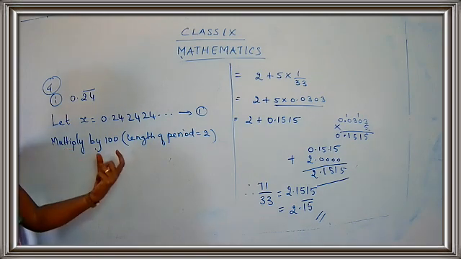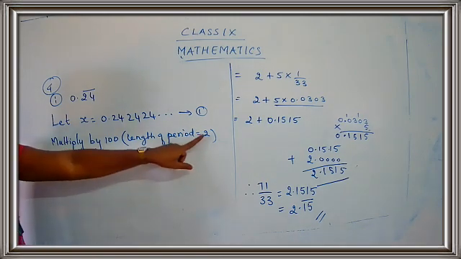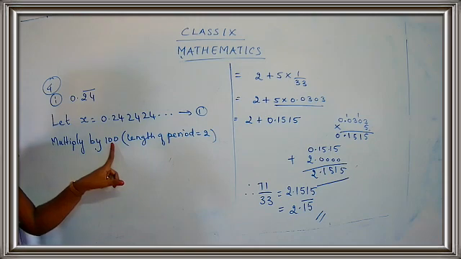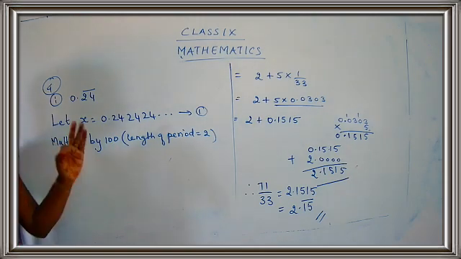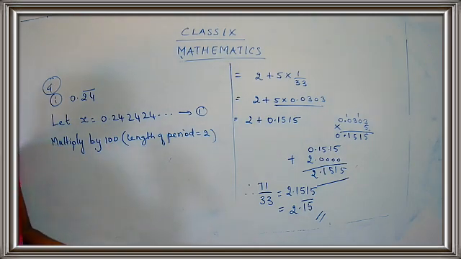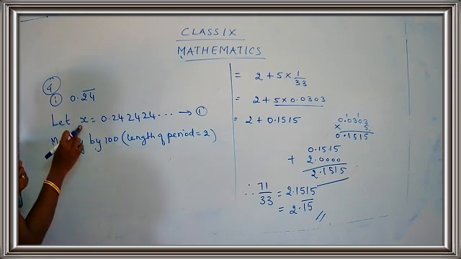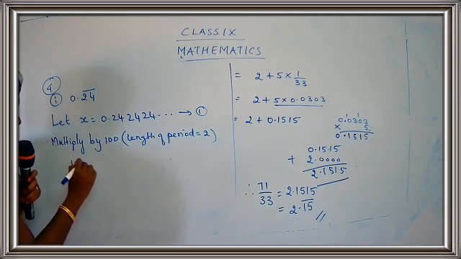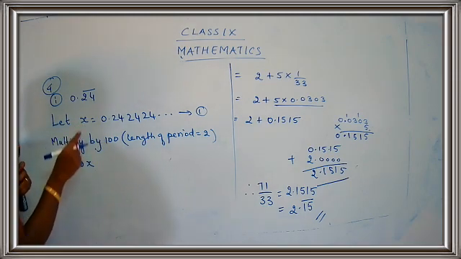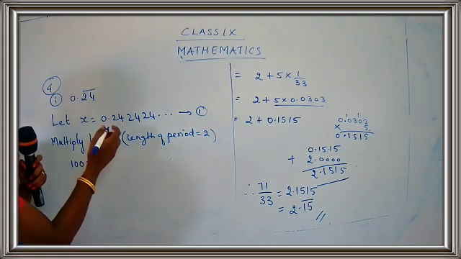Multiply by 100. The length of the period is 2, so I am multiplying by 100. If 1 is there, multiply by 10. If 3 is there, multiply by 1000 and so on. So what I am going to do, multiply by 100. So 100 into x, 100x. Now, listen here, children.